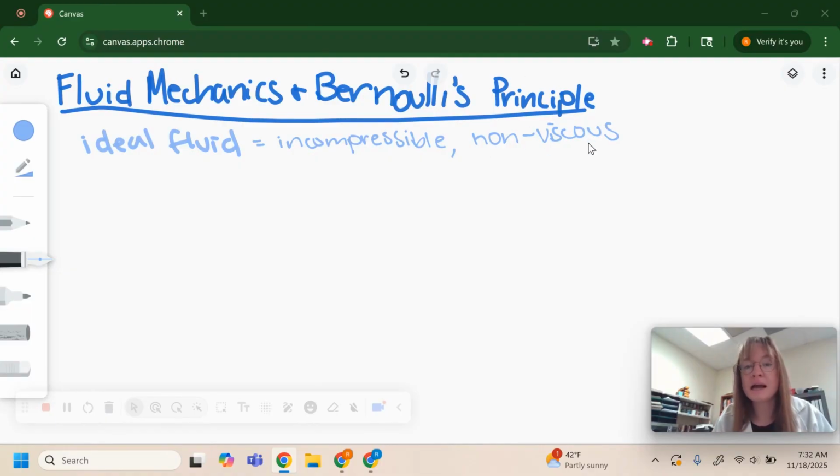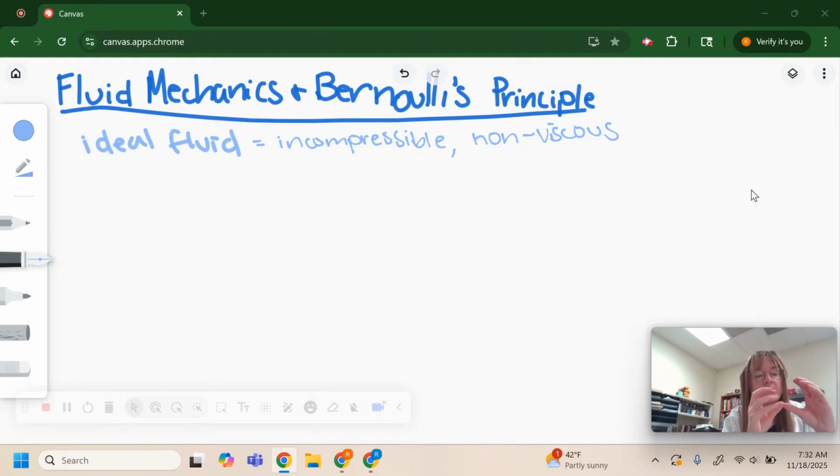Next, we say that an ideal fluid is non-viscous. You know all about viscosity from your work in chemistry. If a fluid is very viscous, that means that the molecules really love to stick together. They love to hang out together. This would be in something like honey. Honey doesn't flow nice and quick. It flows very slowly. Why?